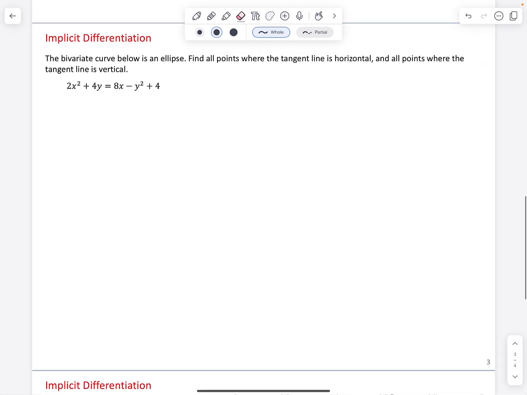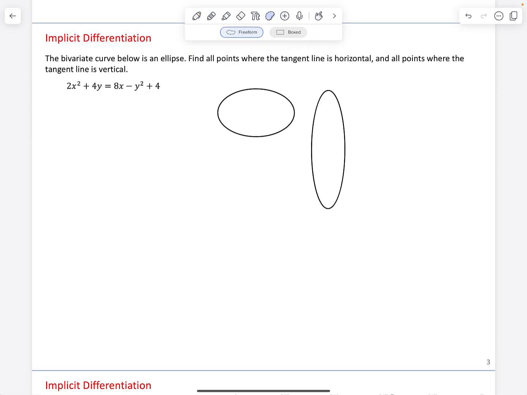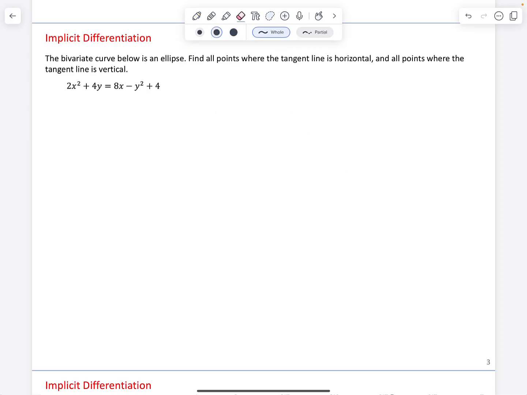The bivariate curve below is an ellipse. Now remember, an ellipse is an oval. So here's some examples of ellipses. Ellipses have very special reflective properties, which we won't get into in this lecture. Find all points where the tangent line is horizontal and all points where the tangent line is vertical.